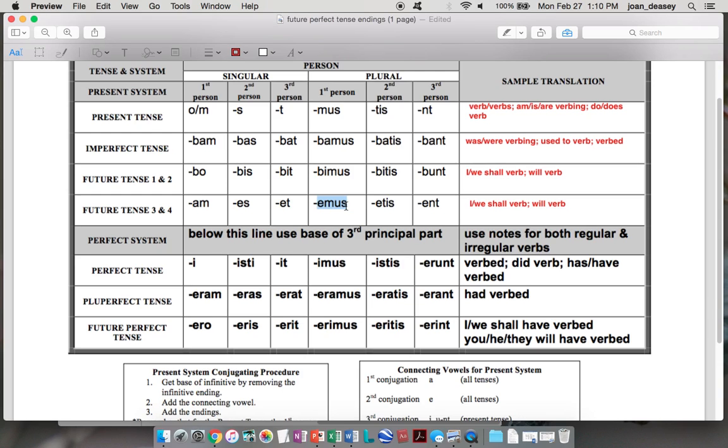Now this is interesting because Amos doesn't sound like the letter E in front of MUS. It almost sounds like the letter A, and the reason it sounds like that is because the E on Amos is long by nature. So those are two ways that you can remember the future tense 1 and 2 and future tense 3 and 4.